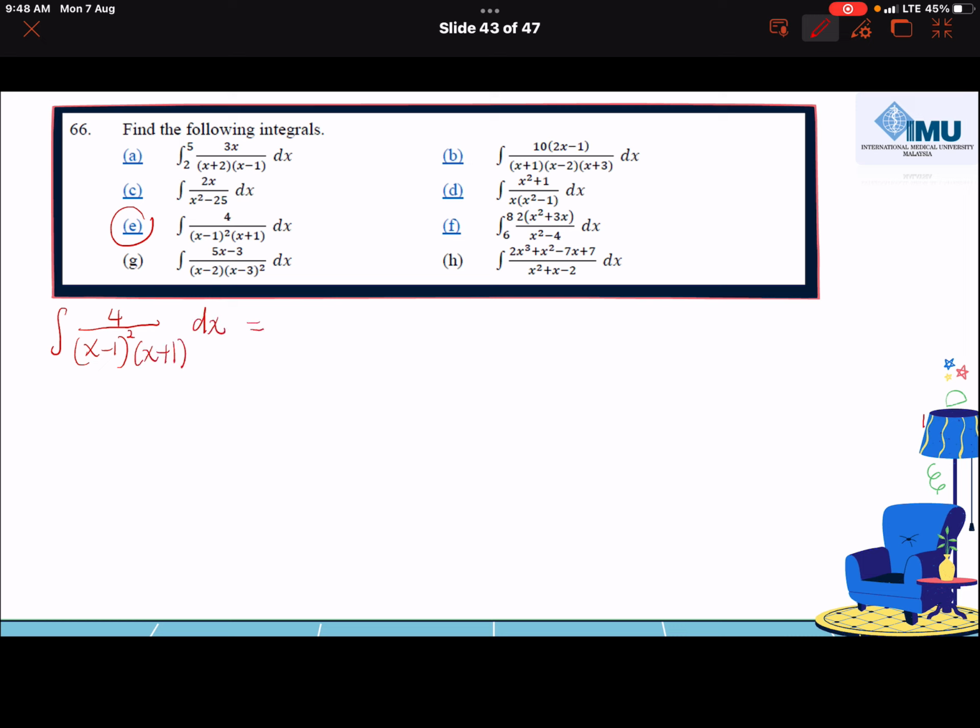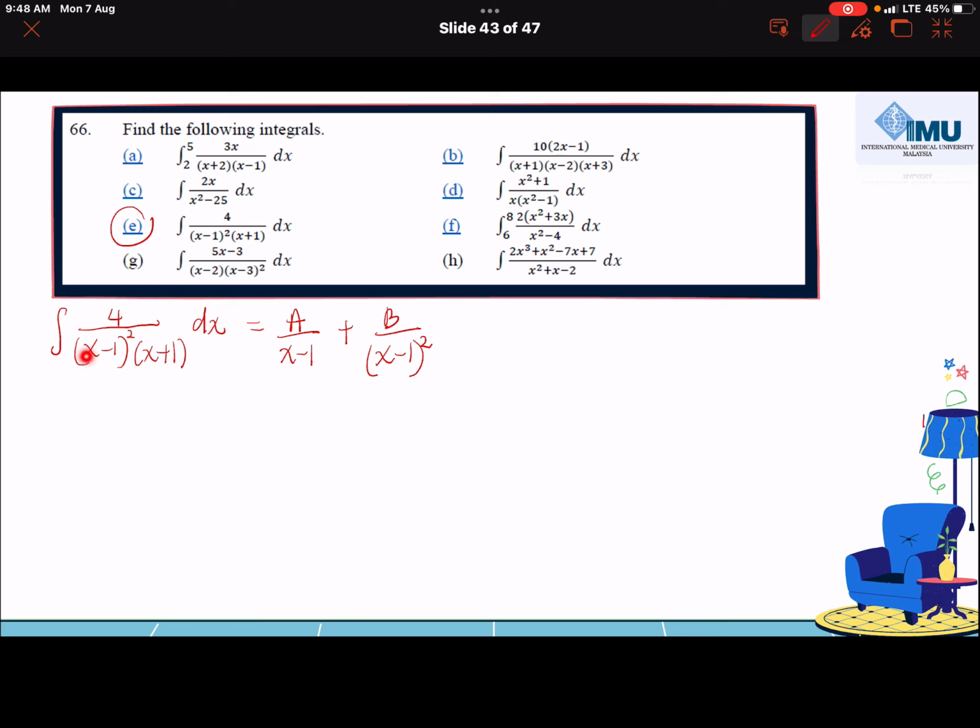Now let's decompose into partial fractions. All of your denominators are in the form of linear factors. The first linear factor has a power of 2. How do we decompose it? It's going to be A over (x minus 1) plus B over (x minus 1) power of 2. Please remember your semester 1 topic.